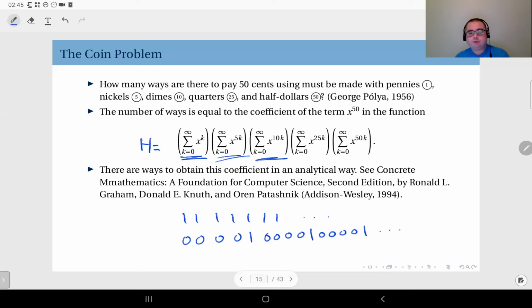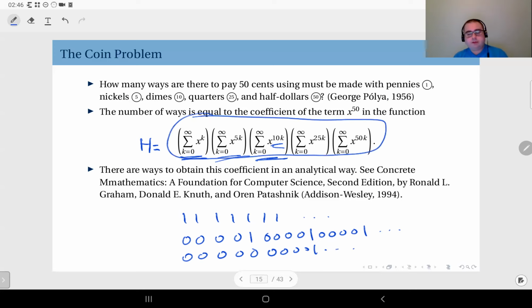And the contribution of 5s. And the contribution of 10s, 0, 0, 0, 0, 0, 0, 0, 0, 0, 1, etc. Okay, so this is the generating function of the sequence, which corresponds to the number of ways to construct any amount in the sequence, 1 to infinity, using 1s, 5s, 10s, 25s, and 50s.